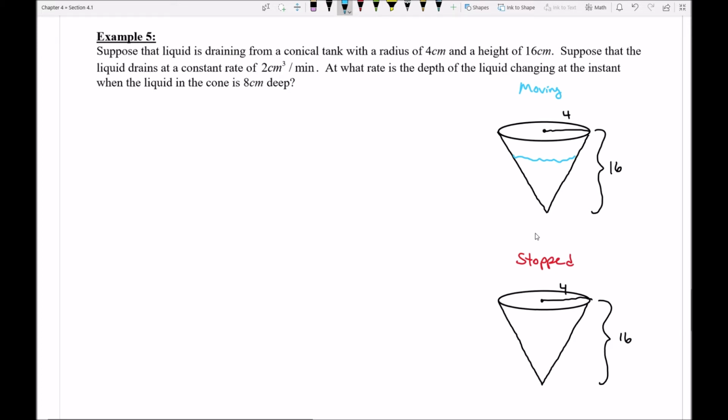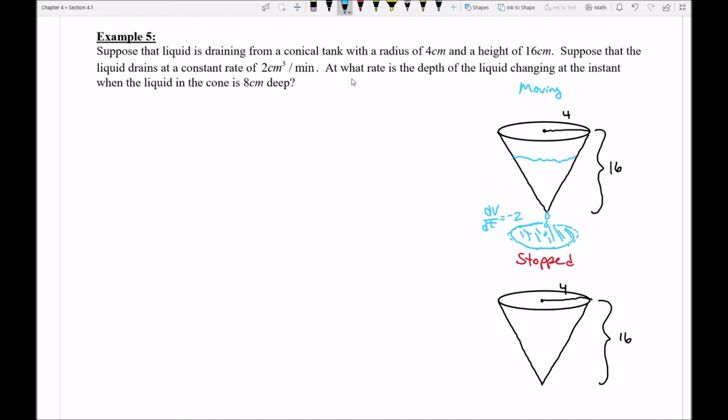Now, suppose that the liquid is actually draining out at a constant rate of 2 cubic centimeters every minute. So again, I have to remember that the water is slowly going to be dripping out of this tank and forming a puddle over here on the ground. And if the water is leaking out of this tank, that's changing the volume of the water. So I can say that dV/dt is negative 2, because the volume is decreasing in the tank. That's where the negative comes from.